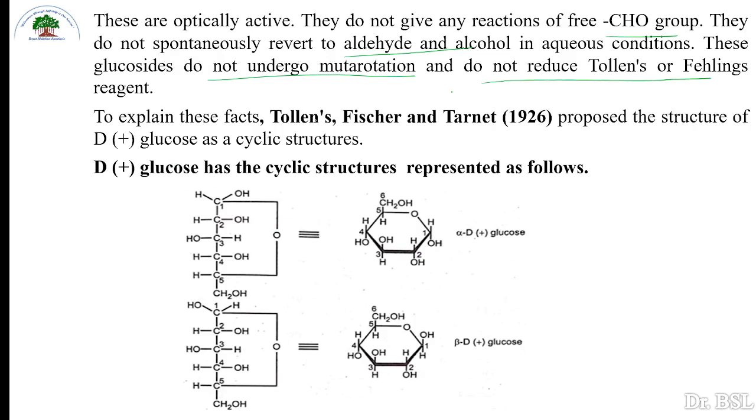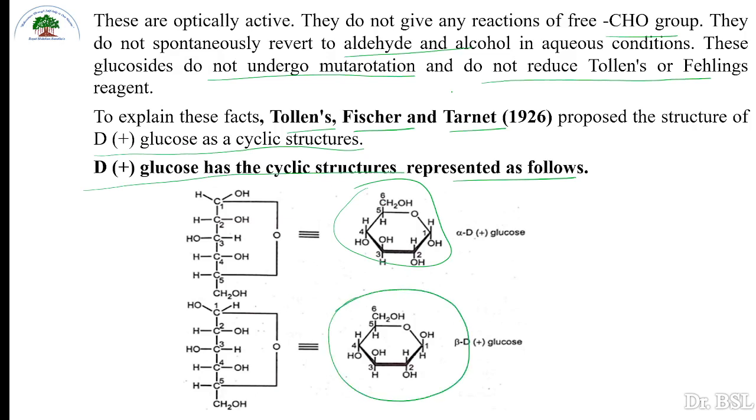To explain these facts, Tollens, Fischer, and Tornade in 1926 proposed the cyclic structure for D-(+)-glucose. So D-(+)-glucose has a cyclic structure represented as this one, alpha-D-(+)-glucose, and this is beta-D-(+)-glucose. Let us observe these two structures keenly. What is the structure of alpha-D-(+)-glucose? This six-membered ring is there.